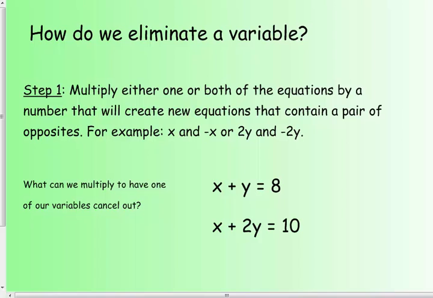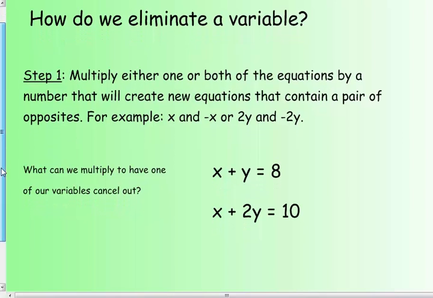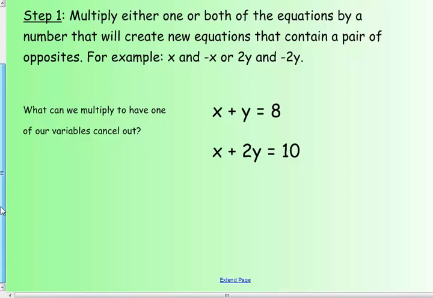Step 1: multiply either one or both of the equations by a number that will create a new equation that contains a pair of opposites. For example, x and negative x, or 2y and negative 2y. What can we multiply to have one of our variables cancel out?